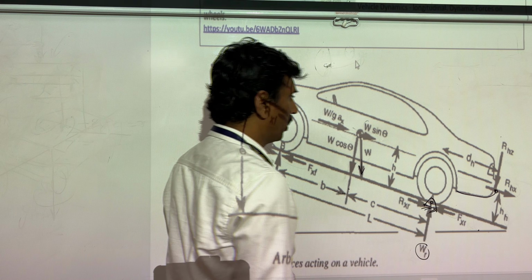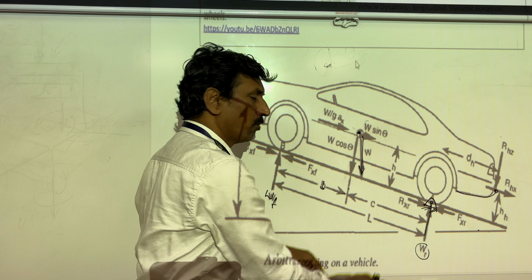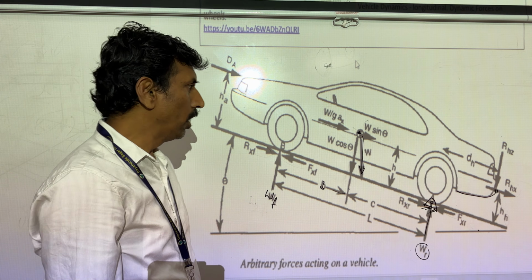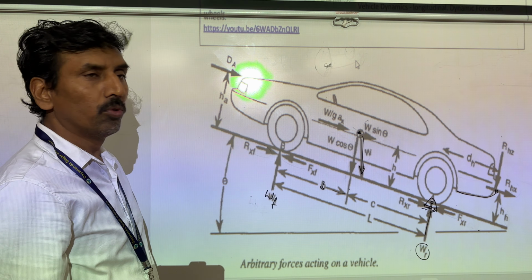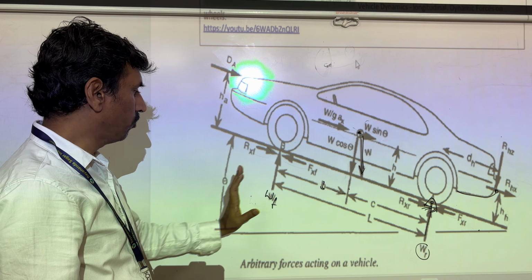This is the reaction force on the rear wheel. Okay, and the center of gravity is at a distance of B from the front wheel and C from the rear wheel, and L is the wheelbase of the car. So let us try to find out the reaction force WF, that is the weight on the front wheel when a car is accelerating.